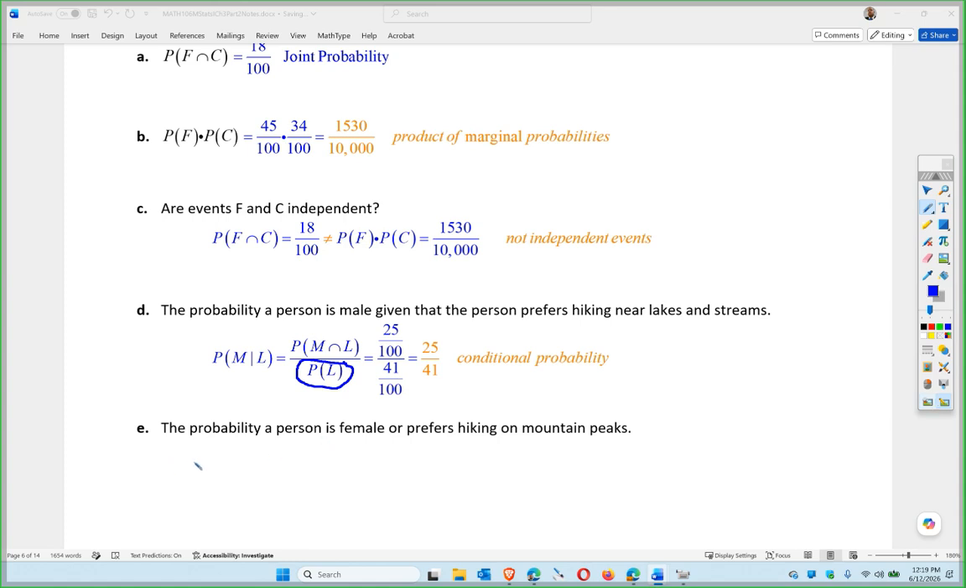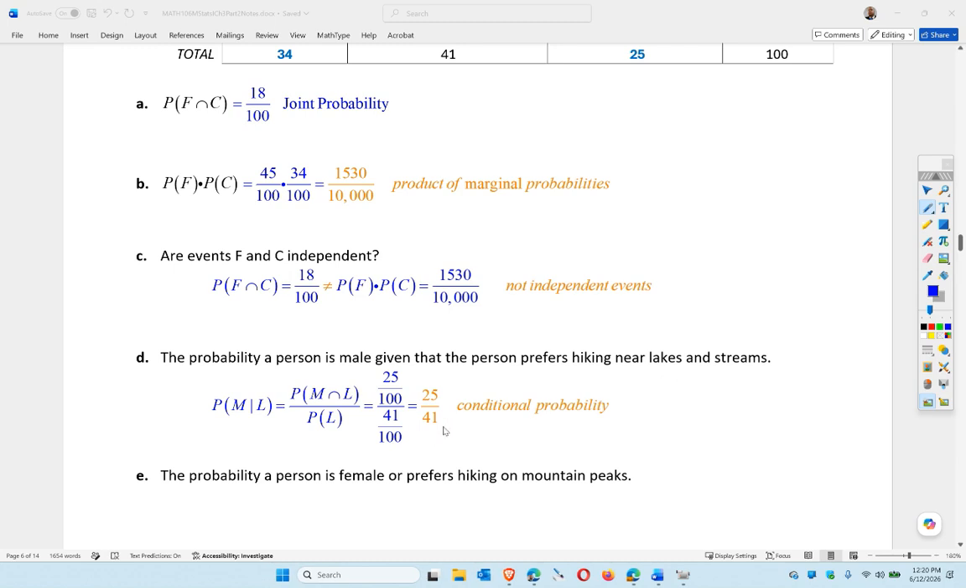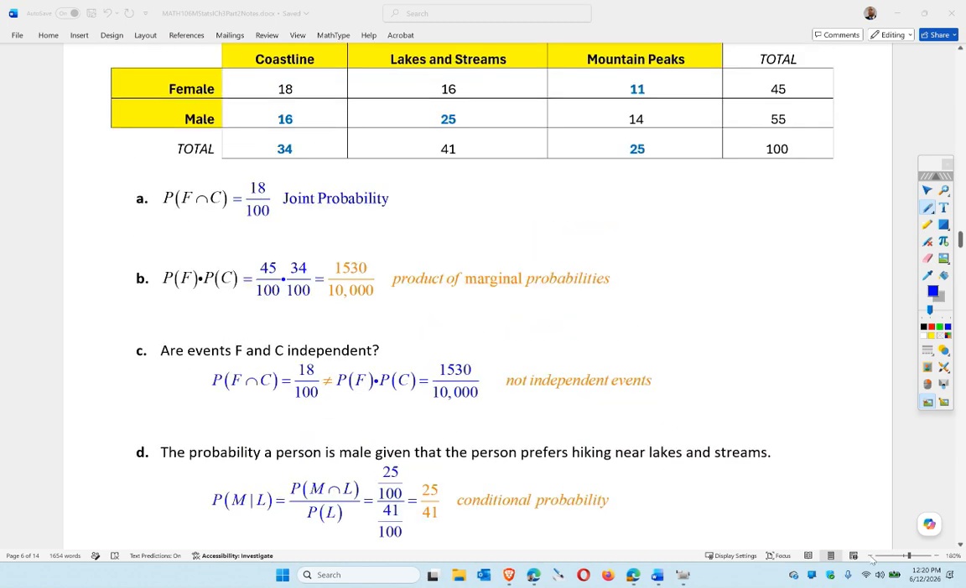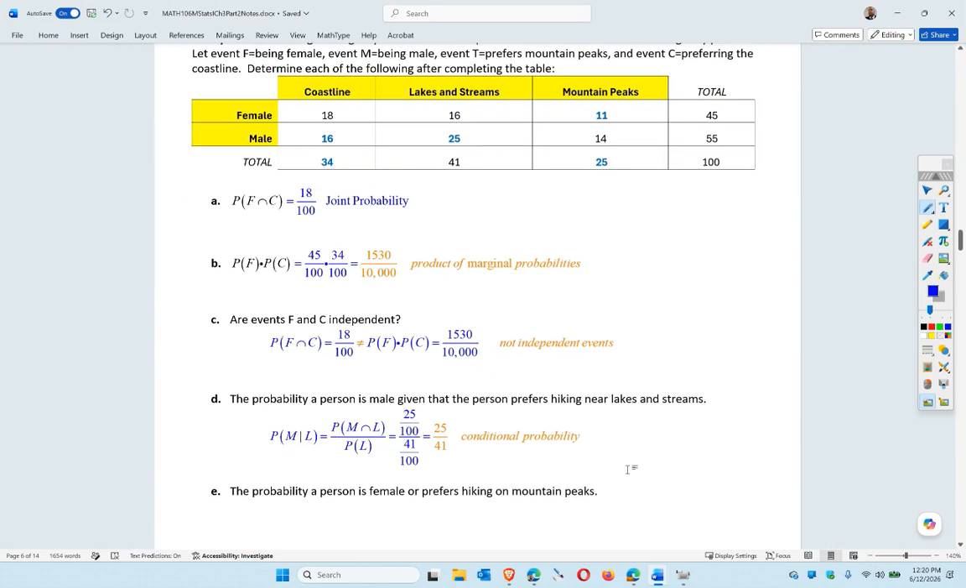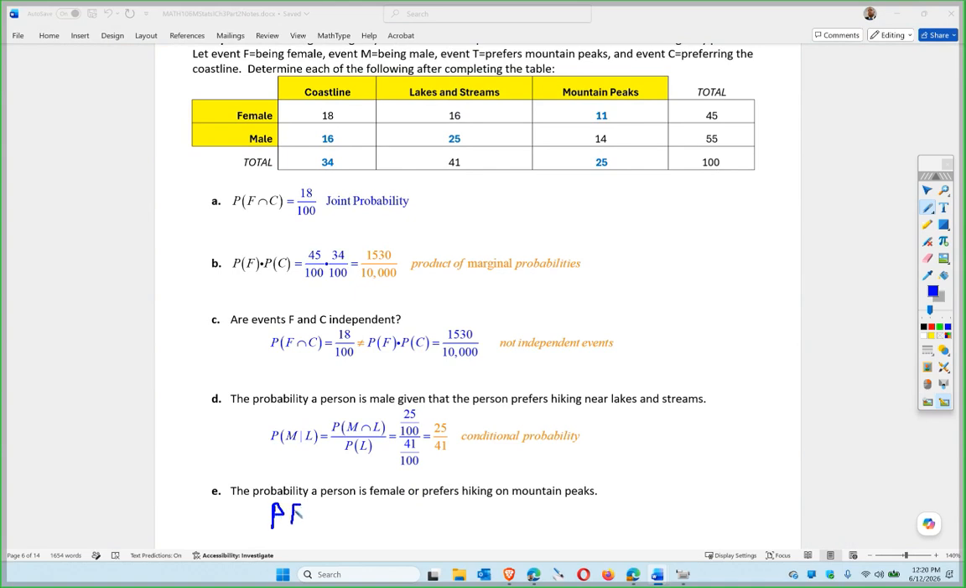Okay, we're going to do the "or" case. The probability they are female or mountain peaks, right? So you have to add up. We need the females plus the hiking, right? So the females were 45, and the hiking was 25. And the question is, what's the overlap, essentially? So let's try this. I've got to bring it up here. Let's make this a little bit smaller because I don't remember what the overlap was.